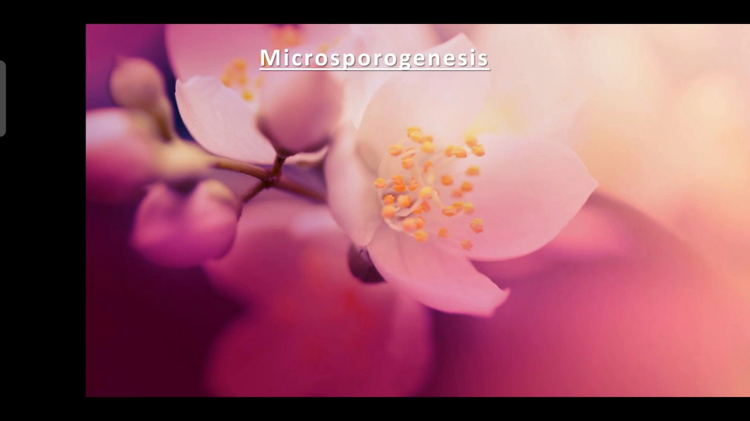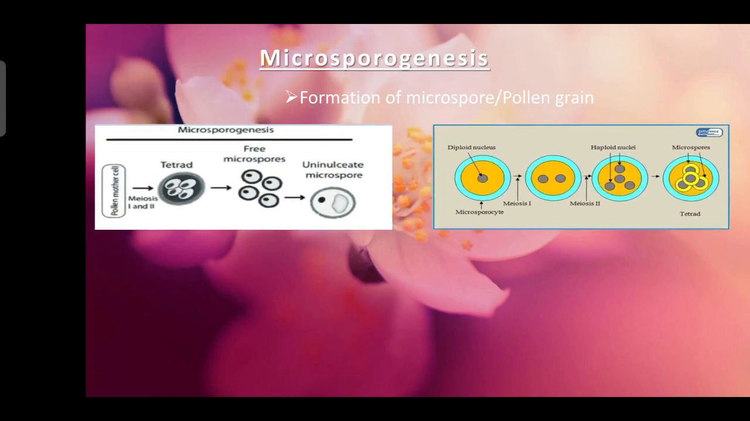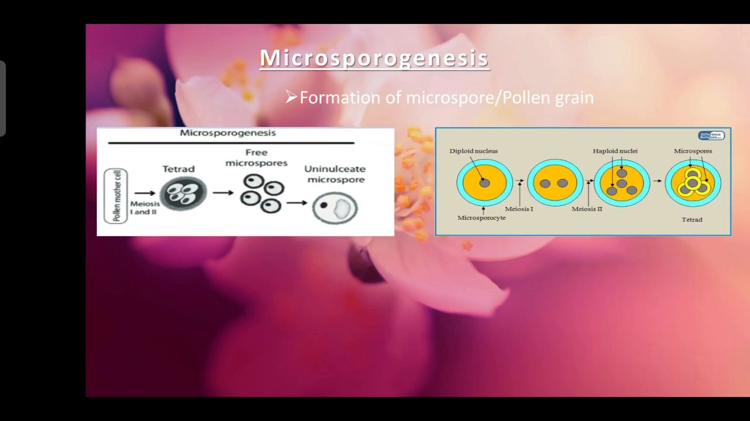Okay, now we'll study microsporogenesis. It's very important here. So what is microsporogenesis? The process of formation of the microspores from the pollen mother cell through meiotic cell division is called microsporogenesis. Now we will study the steps involved in the process of microsporogenesis.